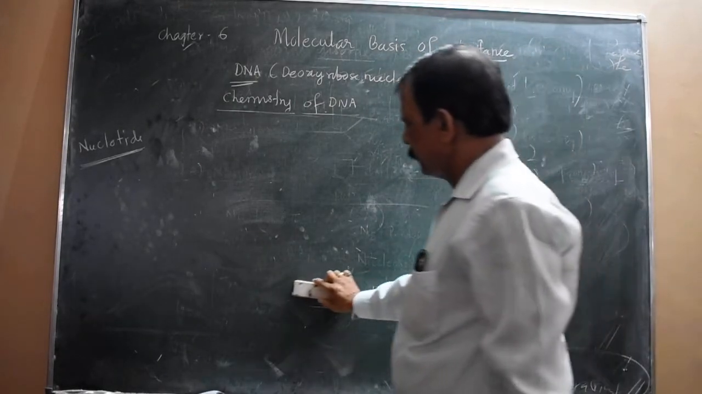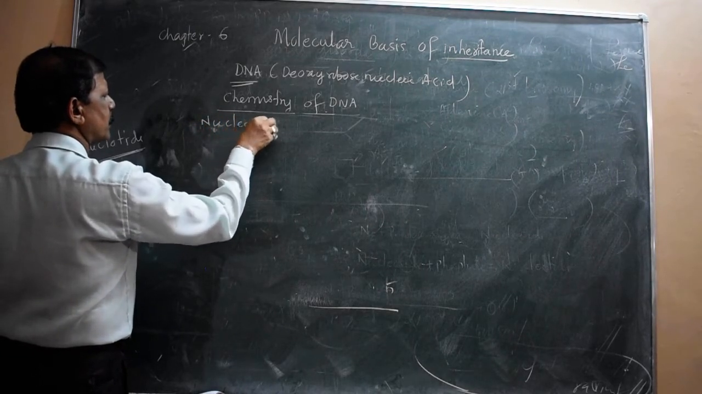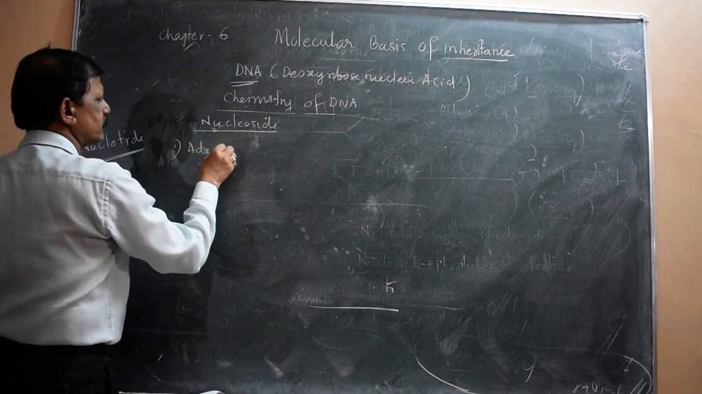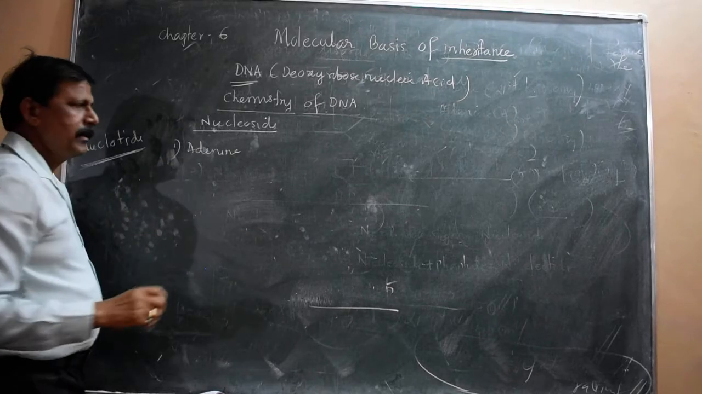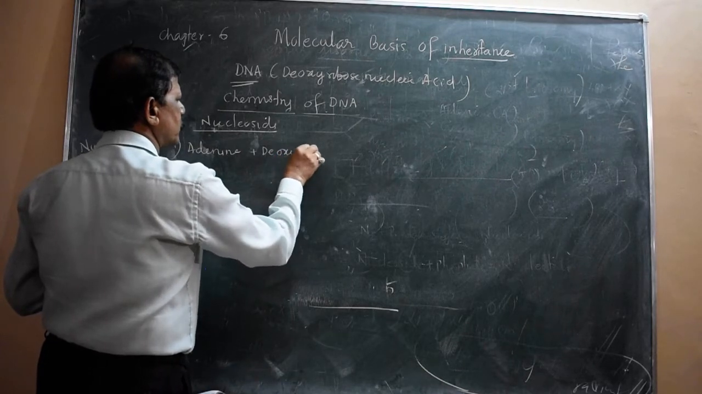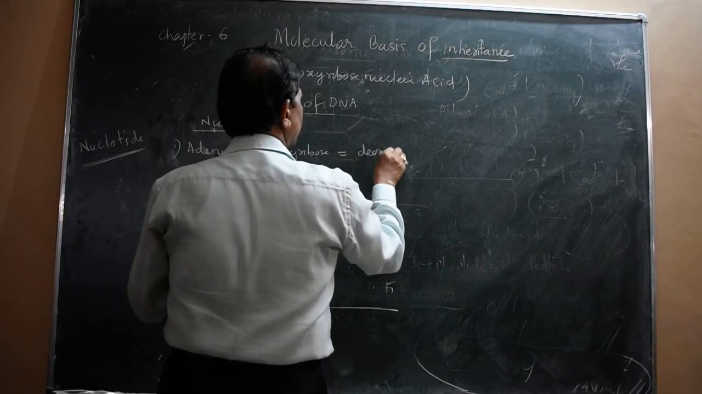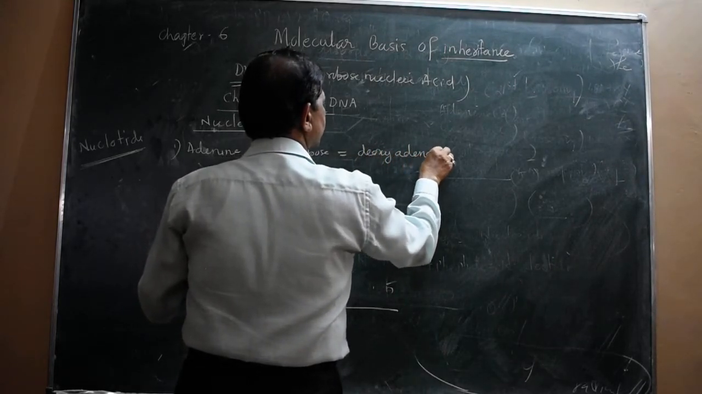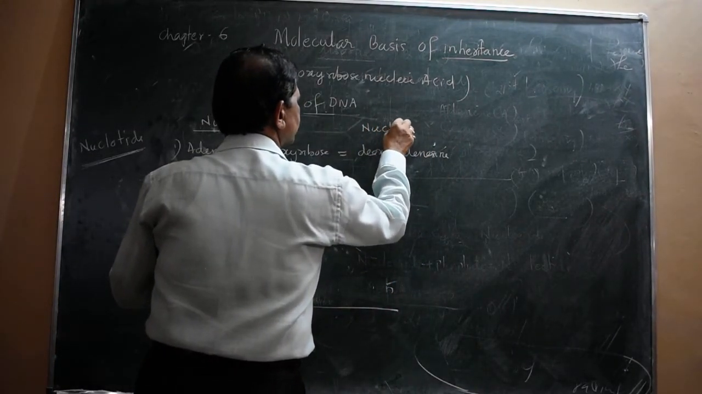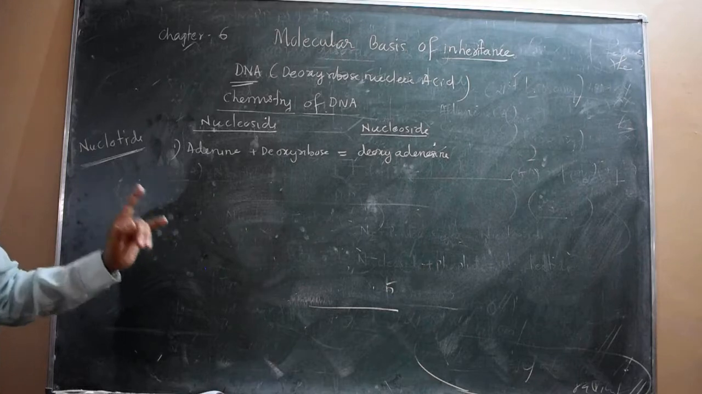See, for the nucleoside, I will give you an example. Nucleoside. I will write the first one. The first one is adenine plus deoxyribose, pentose sugar, and that results in the formation of deoxyadenosine. Deoxyadenosine is a nucleoside. Deoxyadenosine is what? First nucleoside.